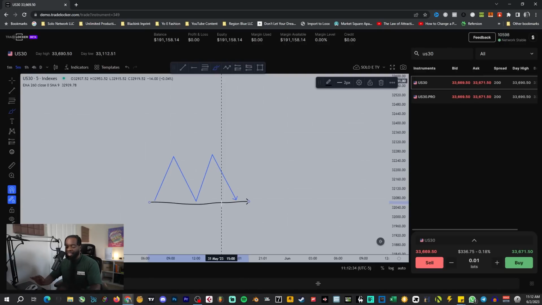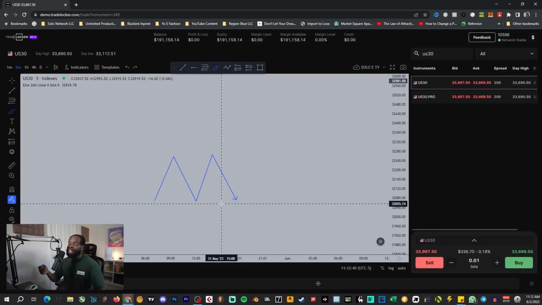So what that initially means is before a reaction occurs, 9 times out of 10, it will take both directions out before it actually does an impulsive wave.